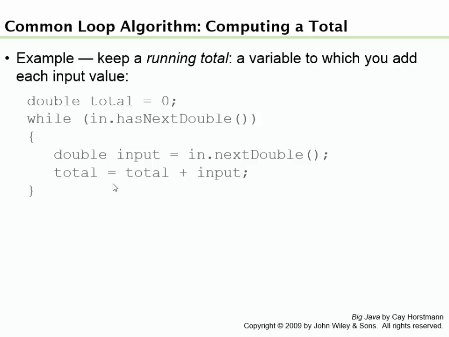So you say while in.hasNextDouble. What you're doing is checking to see if there's something. You haven't read it yet, but you want to see if something's in line to be processed next. So the computer will look in its buffer and say, do I have a double there? If it does, it'll go into the body of the loop and grab that double by calling nextDouble, store that in input, and then add that input to the total. When we started, total was initialized to 0. So as long as it has another double coming in the queue, it'll add that to the overall total. So this is a very common algorithm for totaling things up.